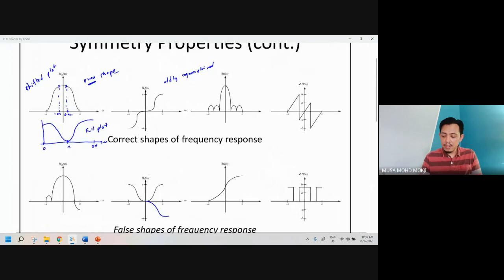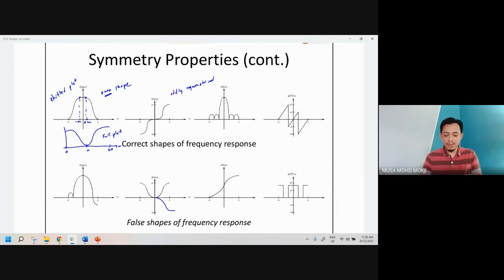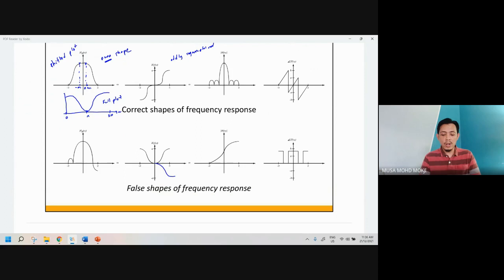As a hint, you will need to plot something on the test. Okay, there's a question on DTFT, so you should plot something. One of these: it can be real, it can be imaginary, it can be magnitude, it can be phase. So it will be one of them. You need to plot.